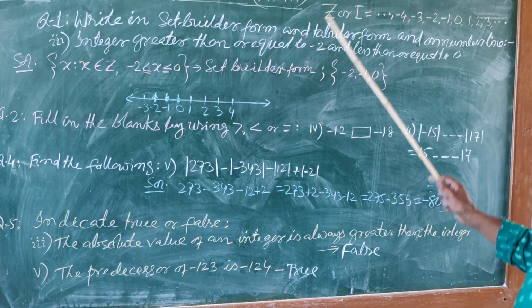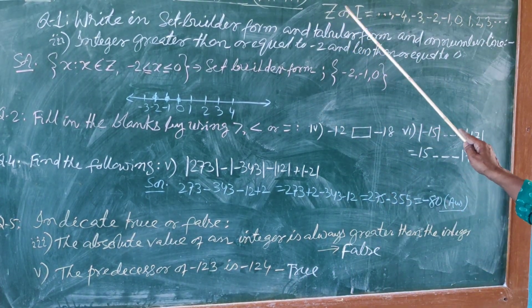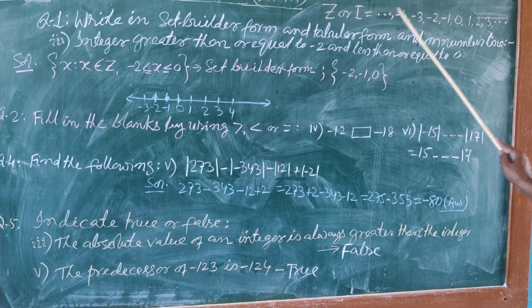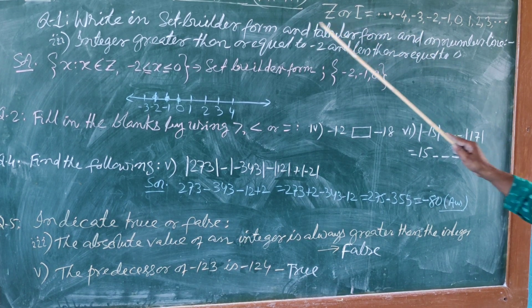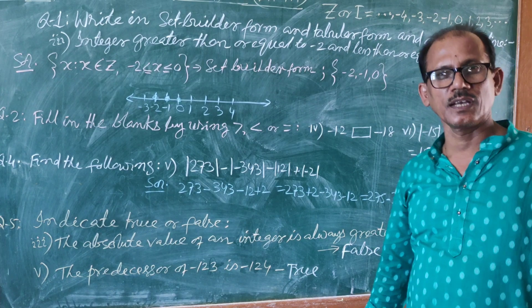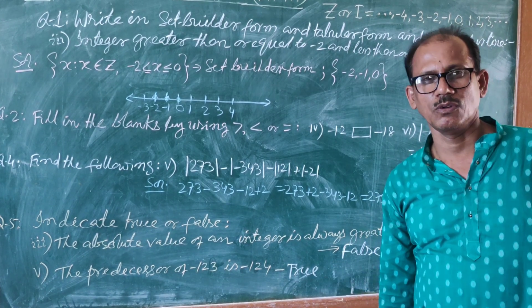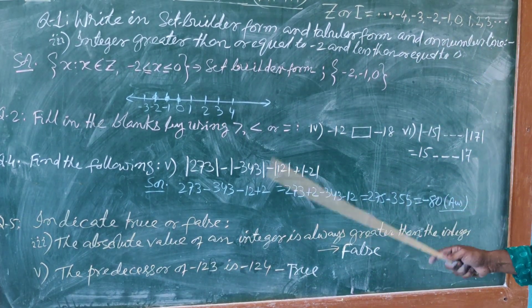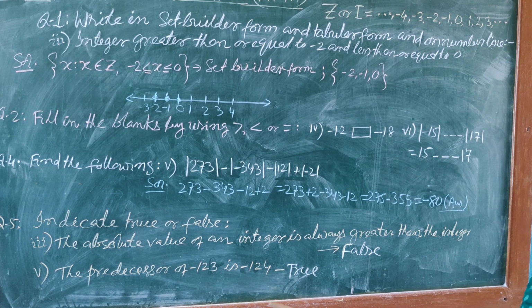You can very well see integers symbolized as Z or I. All the negative whole numbers are also in the set of integers, positive numbers of course are there, and zero comes in the middle. You can say it's an infinite set, definitely it is endless. So we need to know integer operations. It's a very simple exercise today.